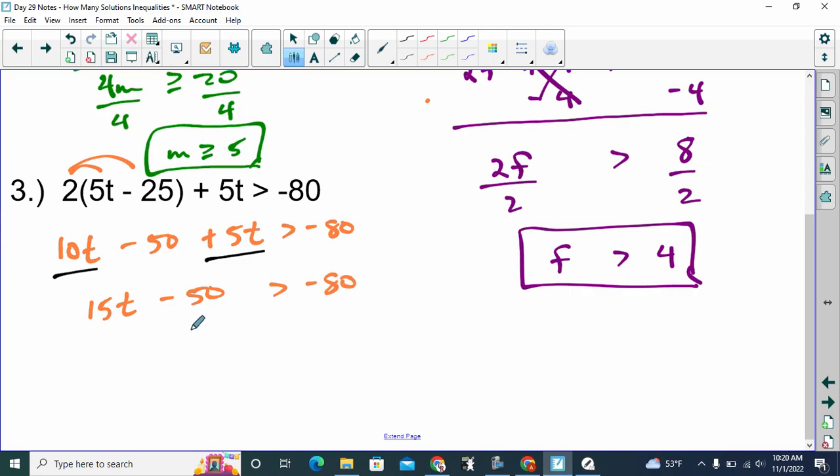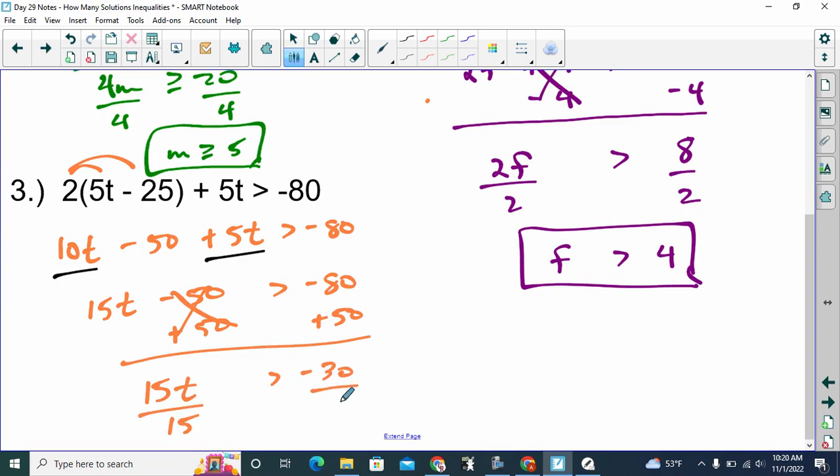And we are down to a two-step inequality. Add 50 to both sides. Negative 80 plus 50 is negative 30, and divide both sides by 15. We get t is greater than negative 2.